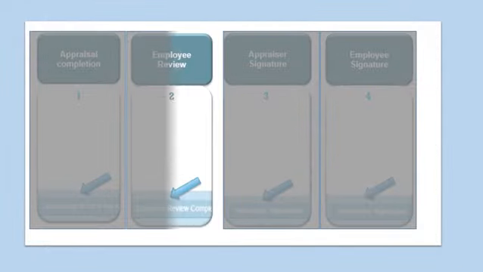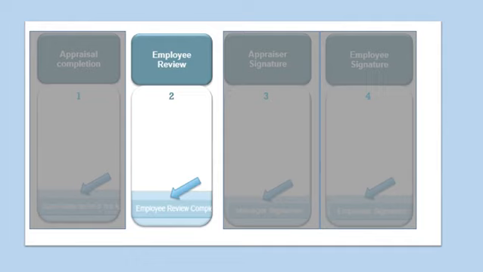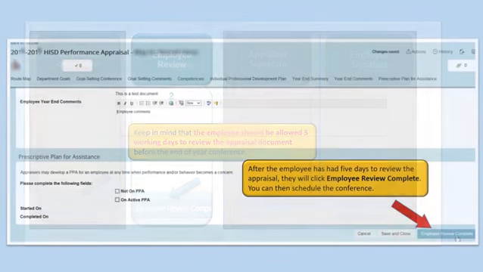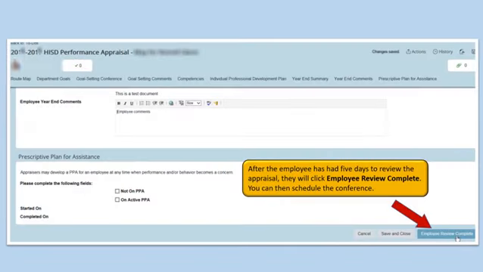Submitting the document to the employee brings you to the second step of the end-of-year appraisal, employee review. Keep in mind that the employee should be allowed 5 business days to review the appraisal document before the end-of-year conference. After the employee has had 5 business days to review the appraisal, they will click the Employee Review Complete button. This returns the appraisal document to the appraiser. At this time, you may schedule the conference.